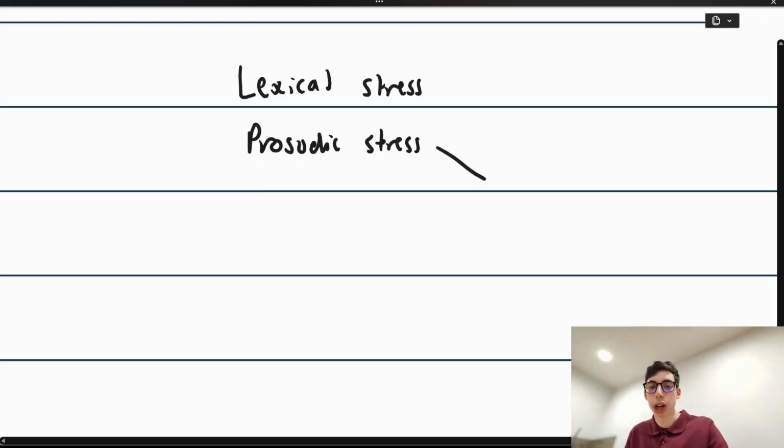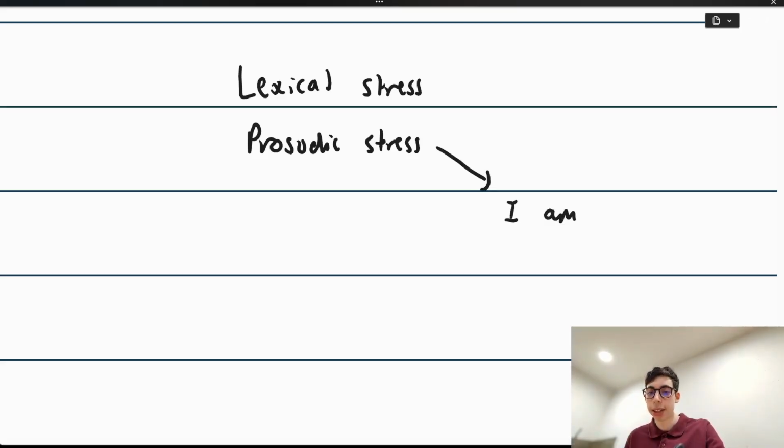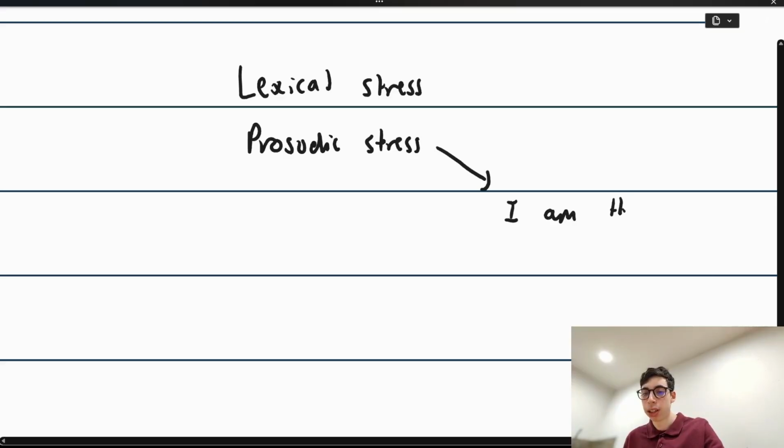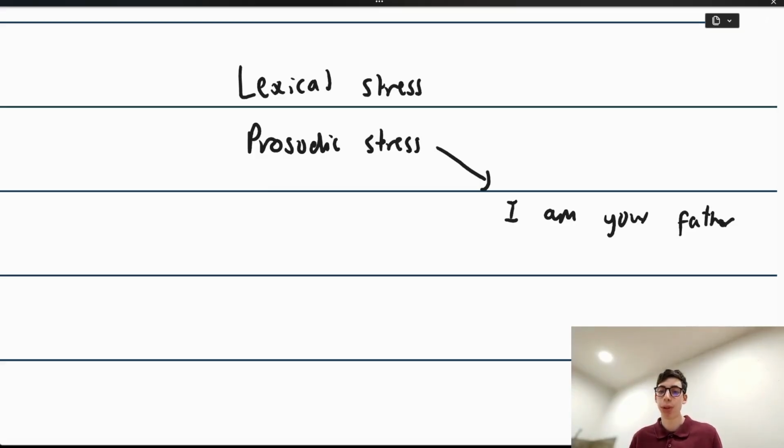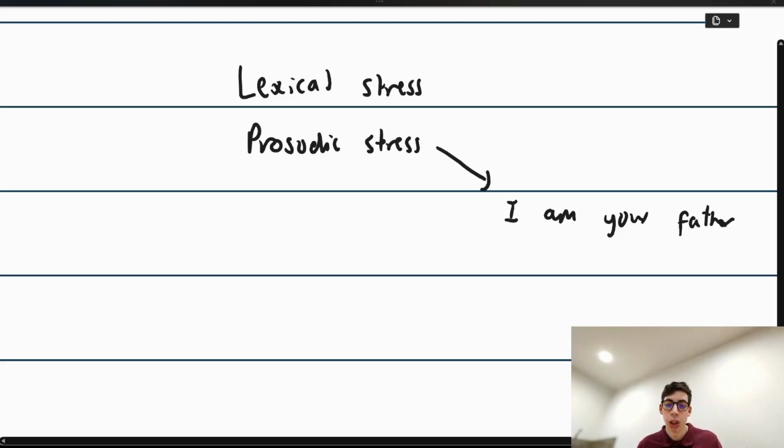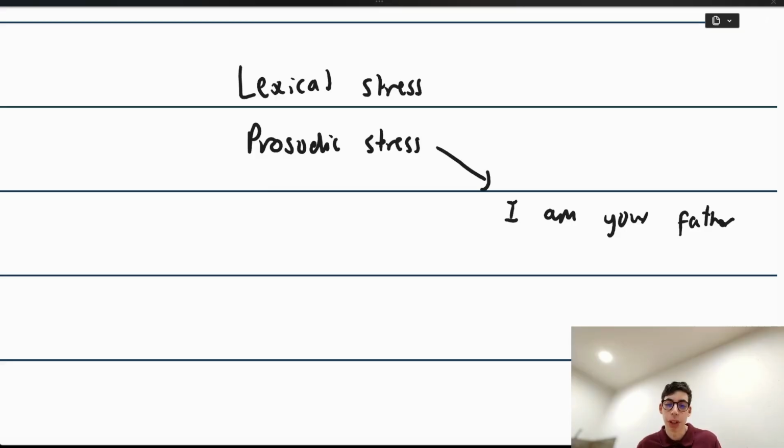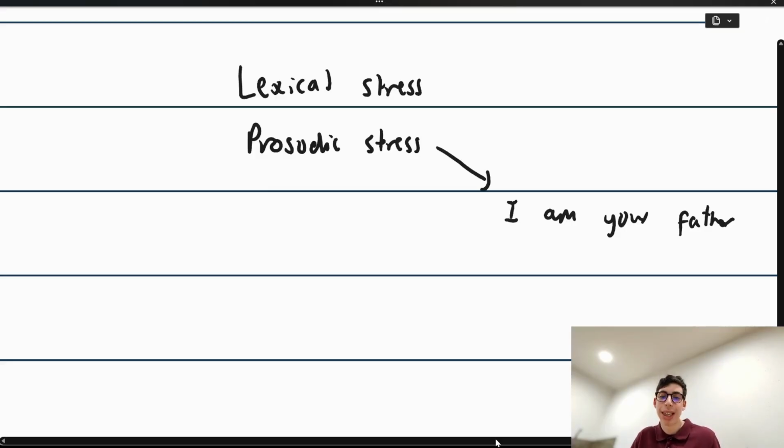So prosodic stress is stress within a sentence. For example, if we take the sentence, I am your father, we can say, I am your father, I am your father, I am your father, and I am your father. And this is basically the same universally in languages. You can pick a word to emphasize it, and therefore that's going to be exactly the same with Wølfterek. What is different between languages is lexical stress.